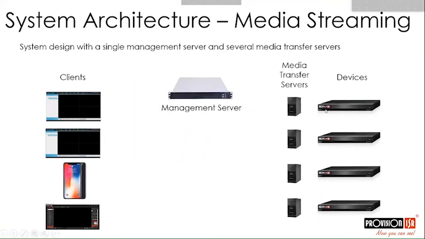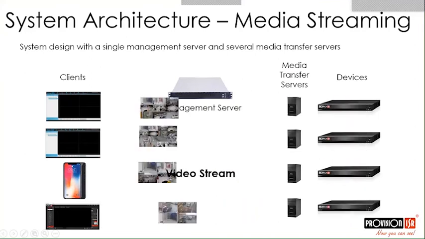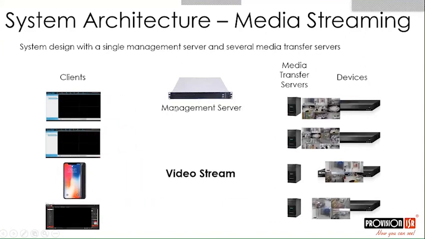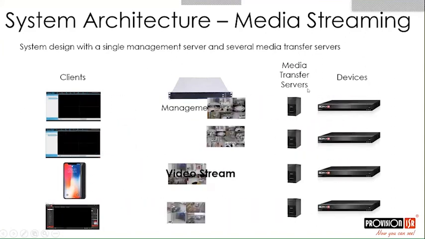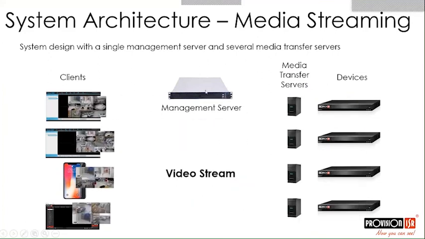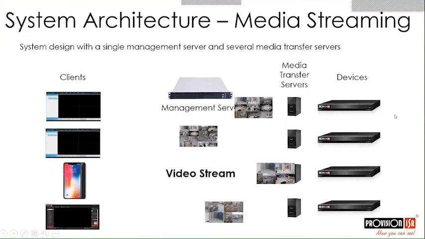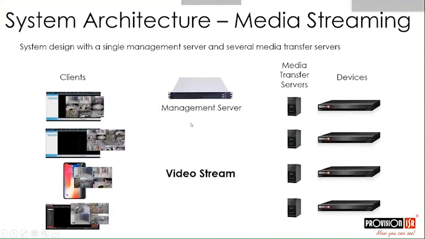we can separate and we can use a media transfer server for each one of these devices. Okay, and now what happens? Now I think the animation is working. There is a video request from the management server. Now the video stream will pass through the media transfer servers to the clients. What we saved here, we saved the upload line on the management server. So we only need one good upload from each one of these locations to get the video to the clients.